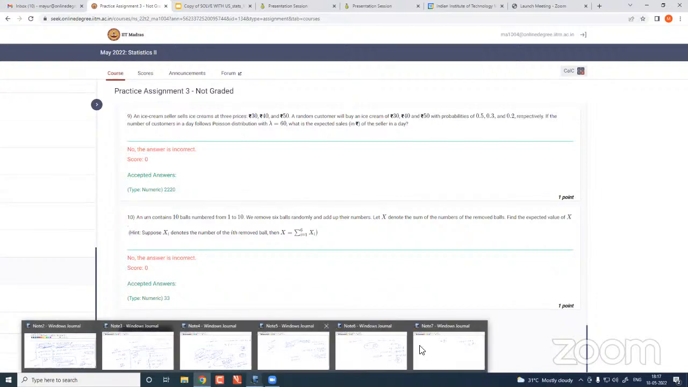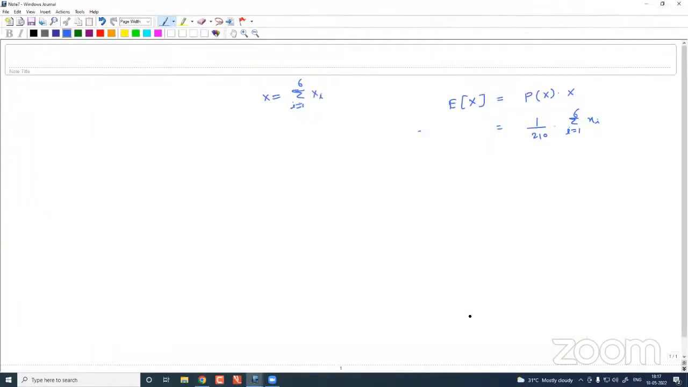Okay, we can do one thing. My x is equal to x1 plus x2 plus x3 up to x6. I can do it like this, right? Yes, sir, this is how we have to solve. So each xi can take 1, 2, 3, 4, up to 10, right? Yes, sir. And similarly, this is xi, right? Yes, sir.